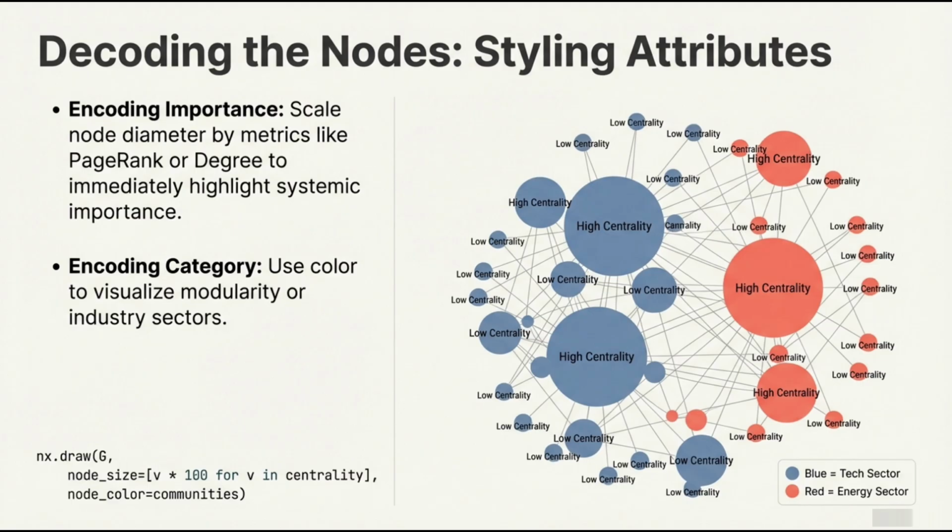Node size can be scaled according to a metric such as degree, PageRank, or another centrality score, allowing the most important actors to stand out immediately. Node color can represent category, such as industry sector, community assignment, or node type. The result is that a viewer can see importance and group identity at the same time. In network visualization, styling is not cosmetic, it is a language. Size answers the question who matters most, while color answers the question what kind of actor this is.